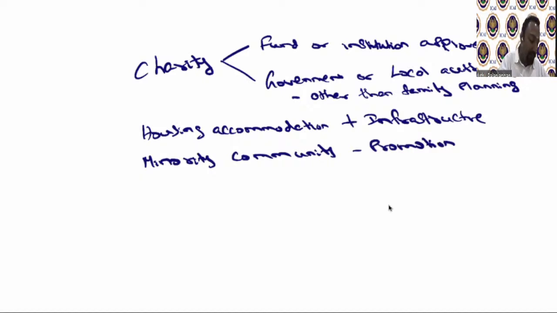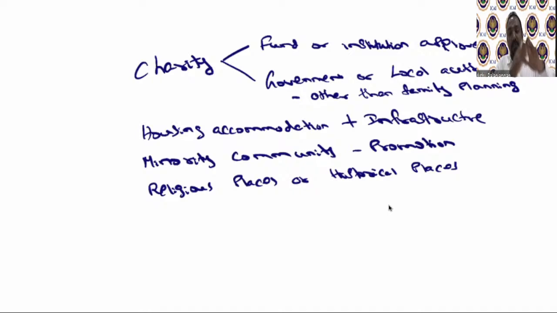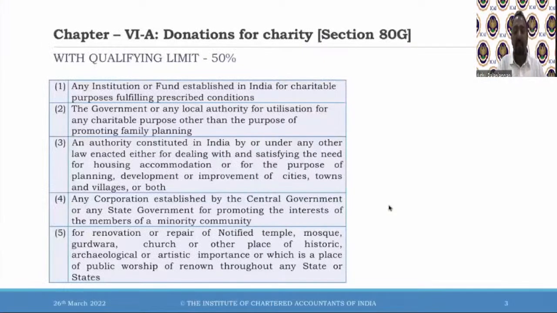The fifth category is religious places or historical places. You see, there is a huge palace which belonged to one of the rulers earlier. A particular organization takes up the plan of renovating or repairing the whole palace. There will be so much cost involved. Any donation made for such renovation or repair work is eligible. So that is religious places. These are the things that are covered here.